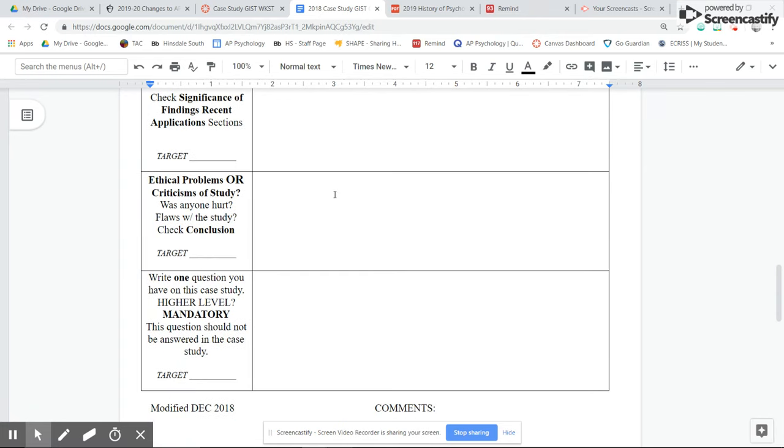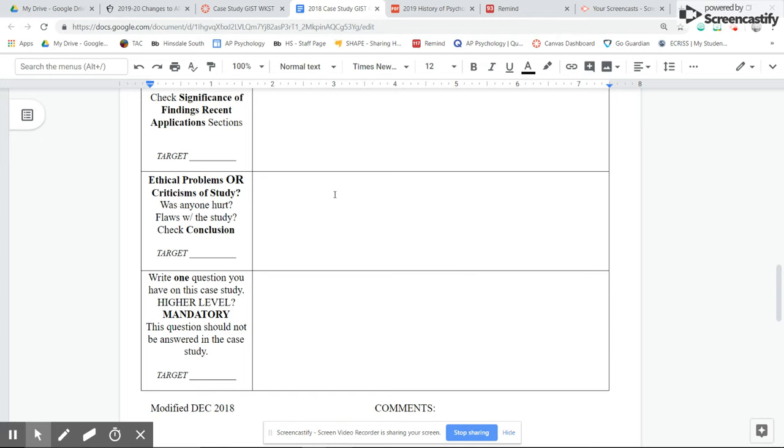Ethical problems. An ethical problem is where we are curious about, was someone hurt? Was someone lied to? Was someone deceived, not told the full truth about the study? Could this information potentially hurt a person? That's what ethical problems are. Again, it may not say ethical problems were, you might have to do some inference, but again, you're looking for, were people hurt? Were they lied to? Were they deceived? And could potentially people be hurt from this information?